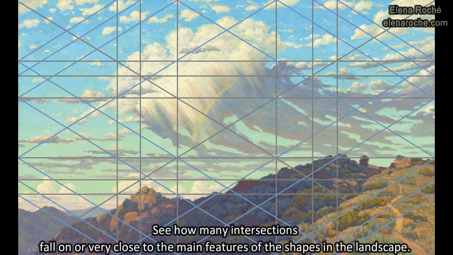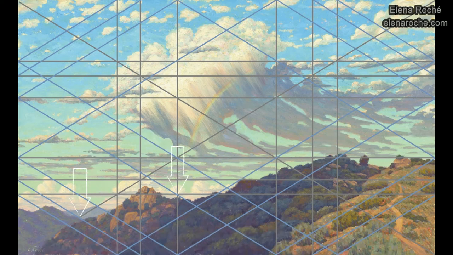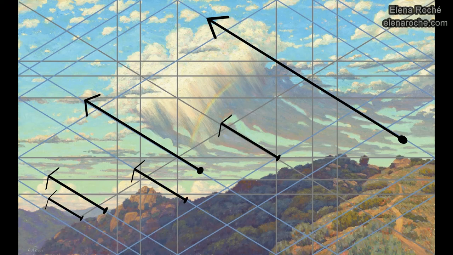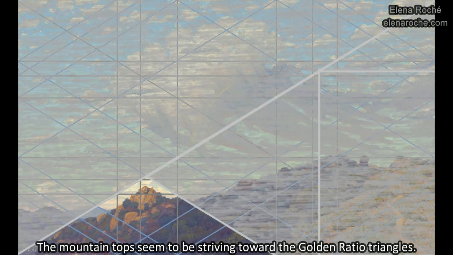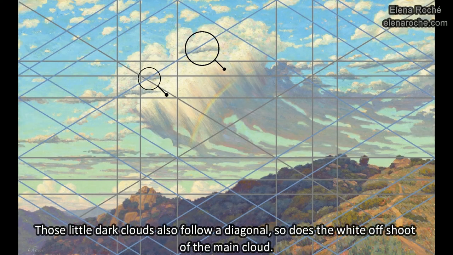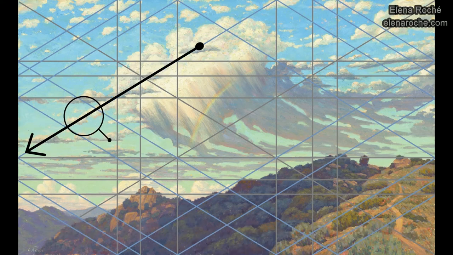See how many intersections fall on or very close to main features of the shapes in the landscape. See how the mountain slopes and edges of clouds, even the distant clouds and small portions of the path, come close to following the golden ratio diagonals. The mountain tops seem to be striving toward the golden ratio triangles. Those little dark clouds also follow a diagonal, so does the white offshoot from the main cloud.